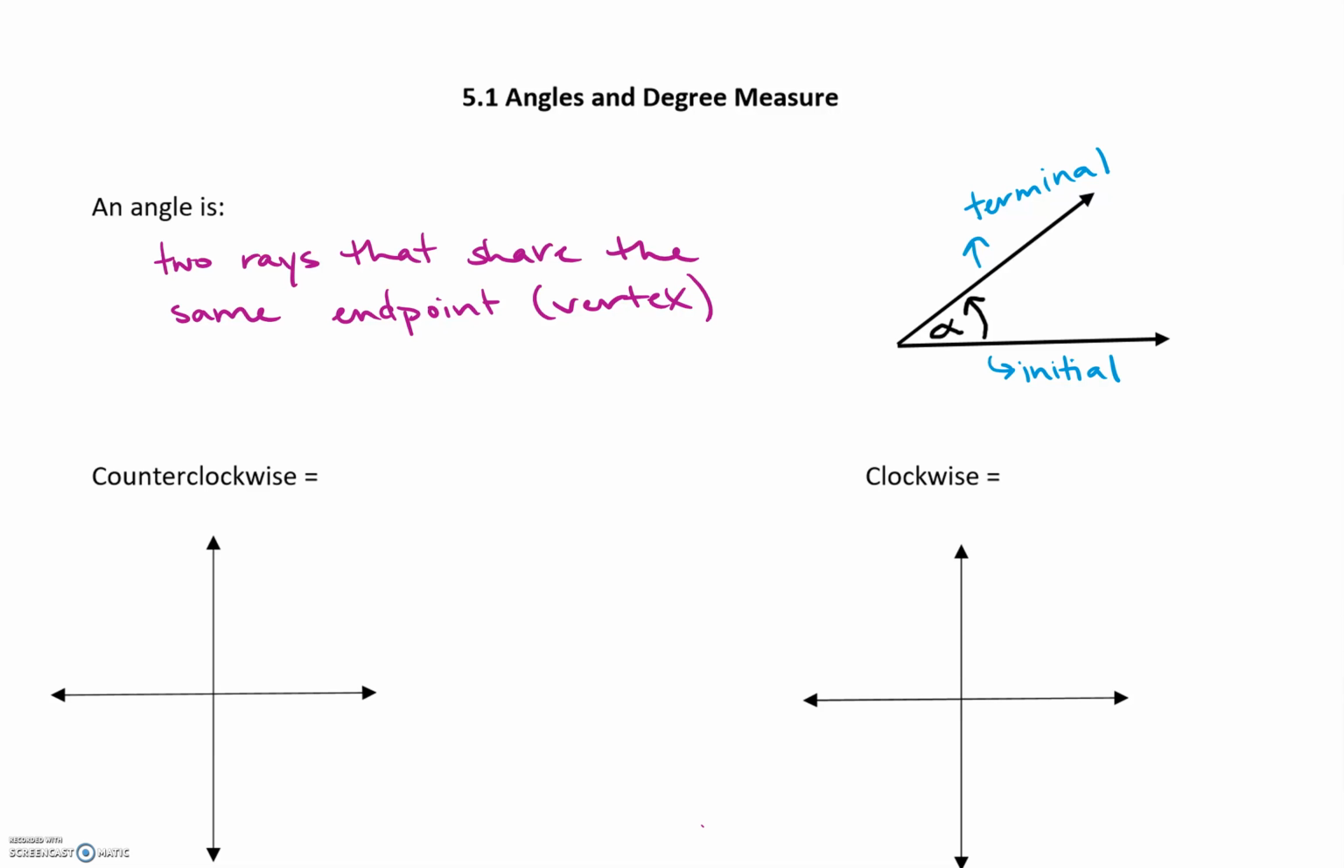Now we have two types of angles. We have a positive angle and a negative angle. If we are working counterclockwise, it is going to be a positive angle. If we're working clockwise, it's going to be a negative angle.